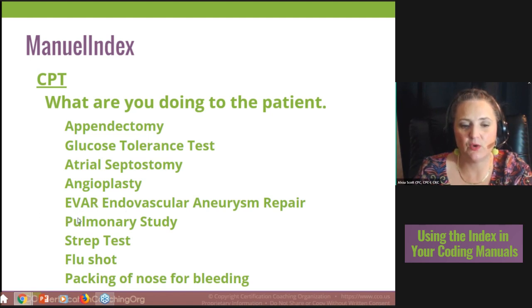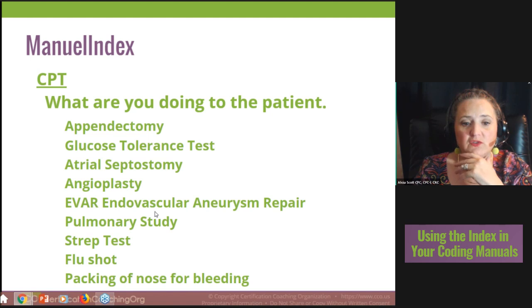Now, I didn't want to put a whole lot of abbreviations in here, but an EVAR is pretty common. It's to repair an aneurysm. It's an endovascular aneurysm repair. So it has to be endovascular, and there are different places that you can have an aneurysm. You can have an aneurysm in your head. You can have an aneurysm in your chest, a thoracic aneurysm. You can have an aortic aneurysm. You can have several types.